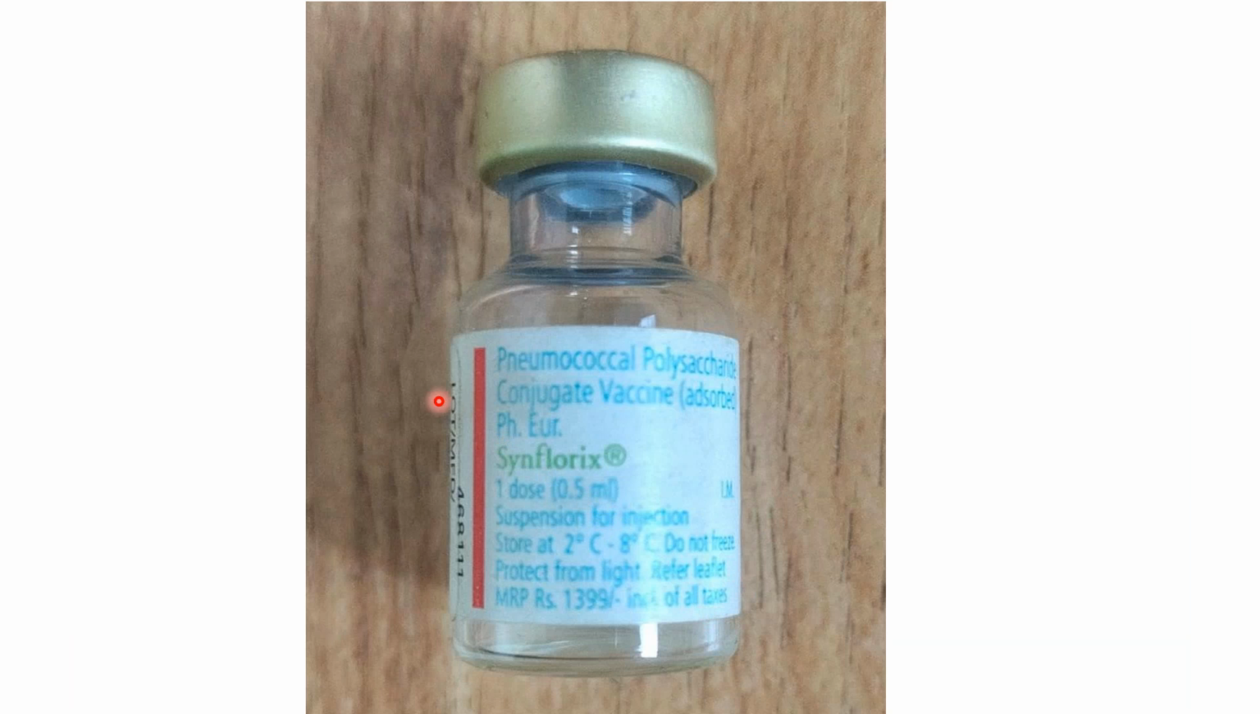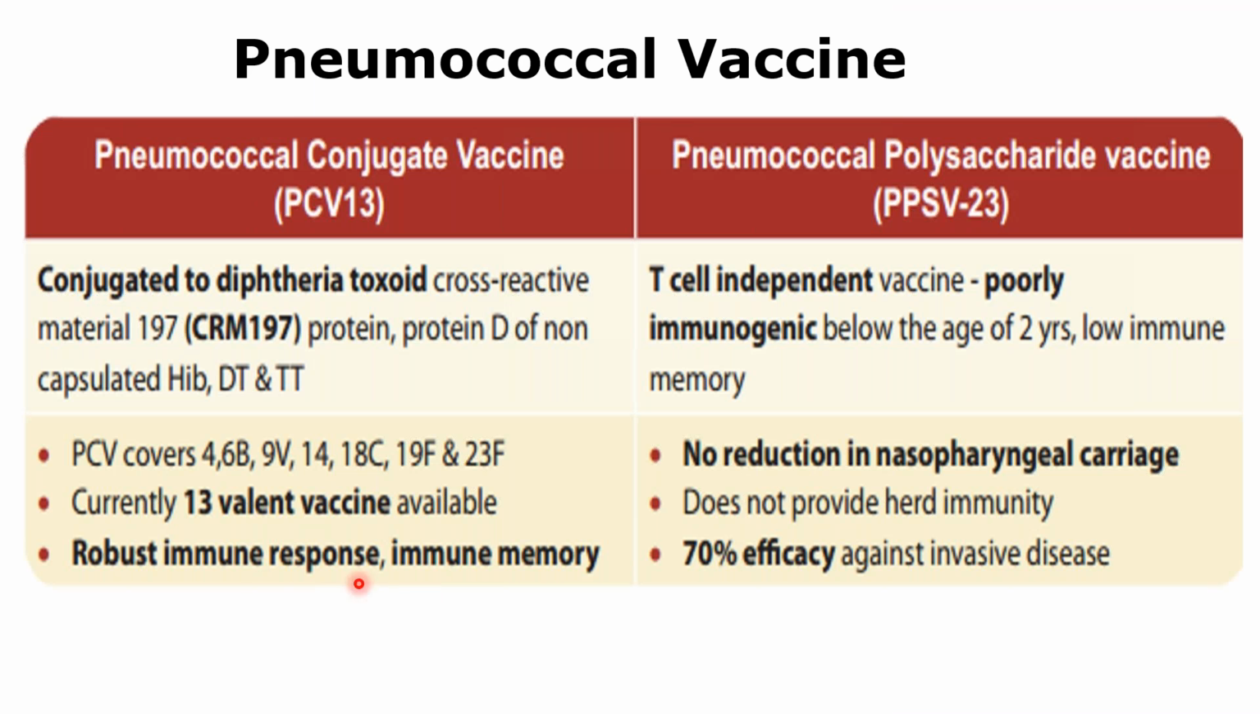Now, what is this? This is a pneumococcal polysaccharide conjugate vaccine, or pneumococcal conjugate vaccine. One dose is 0.5 ml, you can see, stored at 2 to 8 degrees, and you should ensure that the vaccine is not frozen. Okay. So for pneumococcal vaccine, you have mainly 2 types of vaccines that are available.